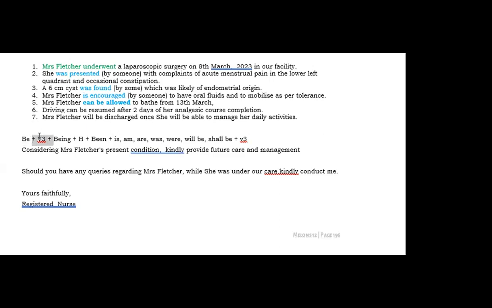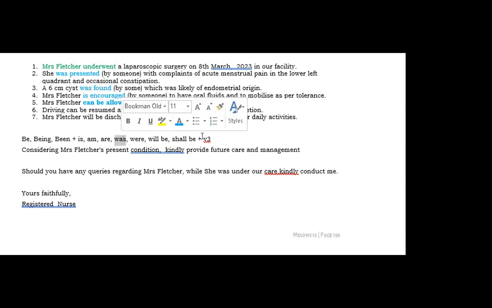Be forms, being forms, and been forms, and is, are, was, were, will be, shall be, plus V3 form. When these things come together, this is passive voice. I will show you. For example, can be allowed, passive voice. Can be allowed, be is here. Is plus encouraged. Was found: was plus find, found, found. I hope you understand me. Was presented: was is here and presented, present, presented, presented. V3 form.